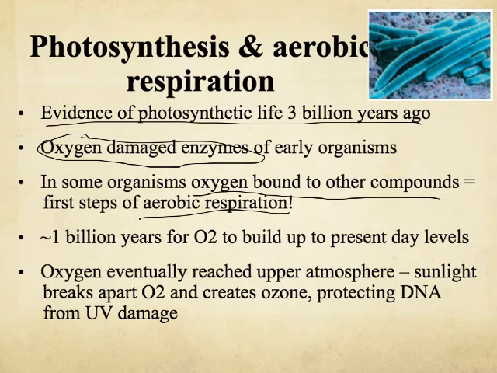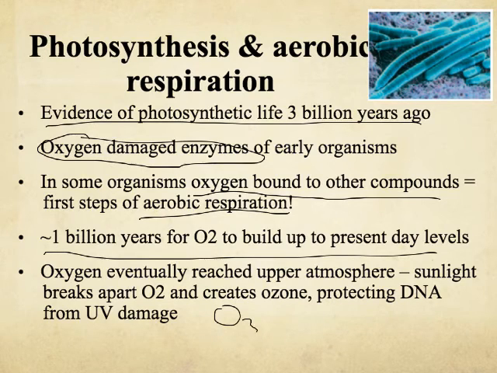It took about 1 billion years for oxygen to develop to the levels we have today, but eventually, once it got to present-day levels, it reached the upper atmosphere, formed O3, which is the main component of the ozone layer, which helped to protect our organisms from UV damage that could damage the RNA and DNA that they had established.